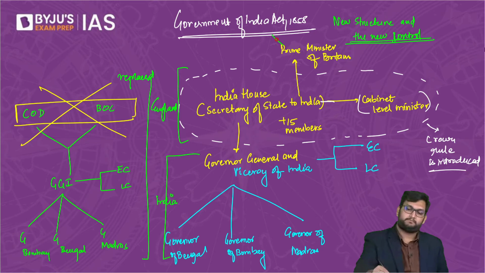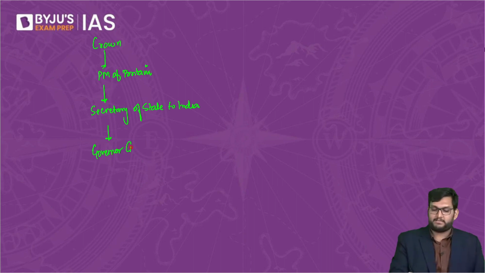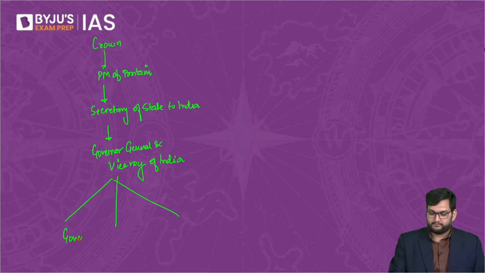So the Crown. It's not difficult. The Crown symbolically controls the Prime Minister of Britain. The Prime Minister of Britain controls the Secretary of State to India. He controls the Governor General, now called Viceroy because he is the representative of the Crown in India, Viceroy of India, and he thereafter controls the Governor.